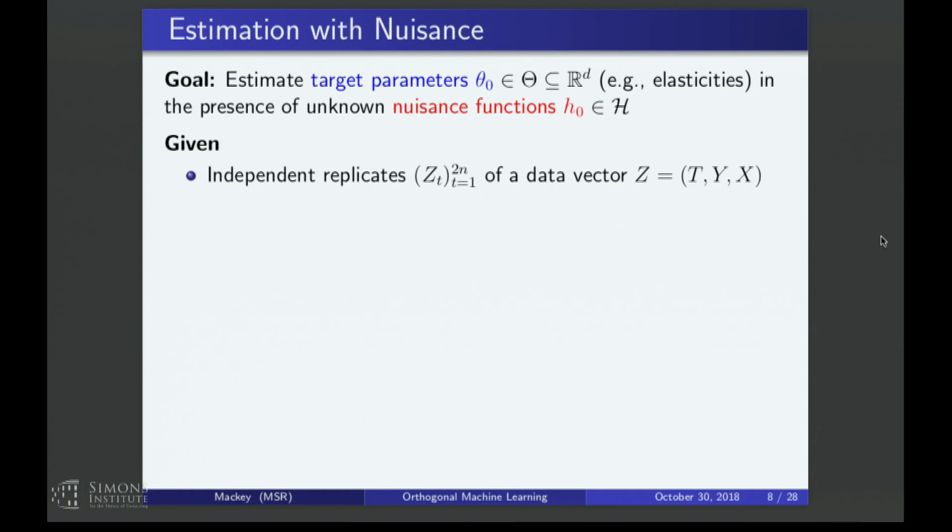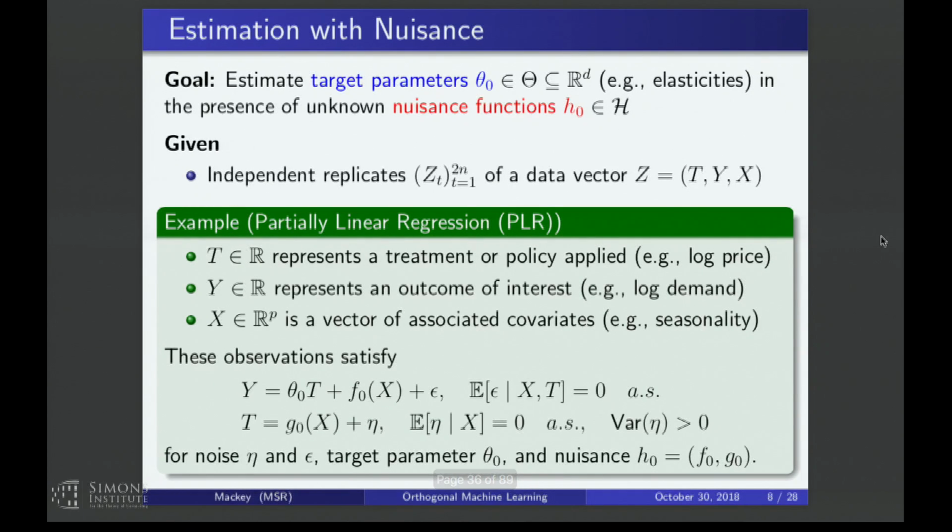And to give you an example of what this data vector might look like, this is going to be a running example throughout the talk. I'd like you to consider what's called the partially linear regression model. So T here represents a treatment or a policy that's applied. So you could think about it as the log price in our example. Y is going to be an outcome of interest, the log demand. And X is going to be a vector of associated covariates, like seasonality or other potential confounders that could impact both the treatment and the outcome.